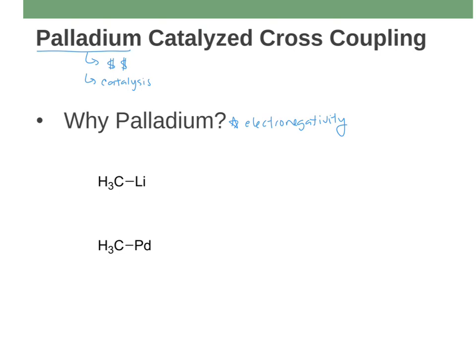If you take a look at, for example, an organolithium, so here's an organolithium, and look at the electronegativity of carbon, you'll see that it's about 2.5. That's your electronegativity value. The electronegativity of carbon is about 2.5, and the electronegativity of lithium is about 1.